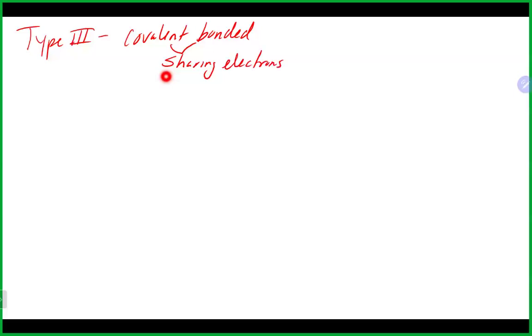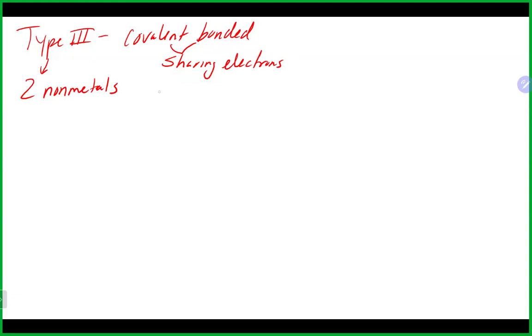We then talked about type 3 compounds, and type 3 compounds are actually covalently bonded together. That basically means that we have sharing of electrons happening. And because of that, there really are no ions or anything like that. There's no charges to worry about. It's going to basically be two nonmetals together. So if you see two nonmetals together, that's going to be a type 3 compound. And as we talked about, this is the place where you should use prefixes.